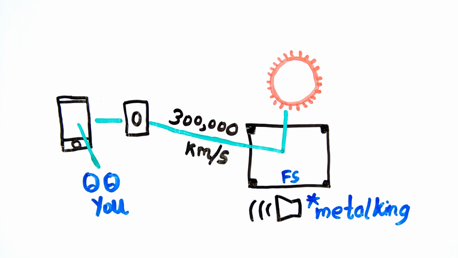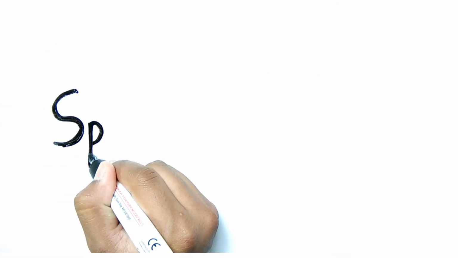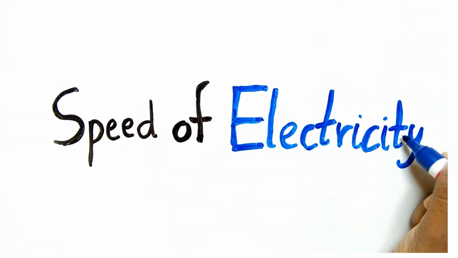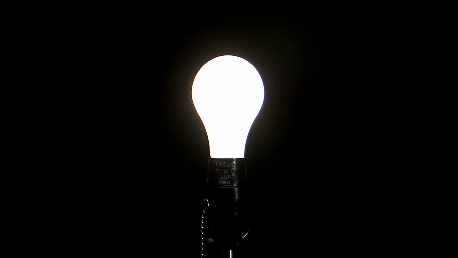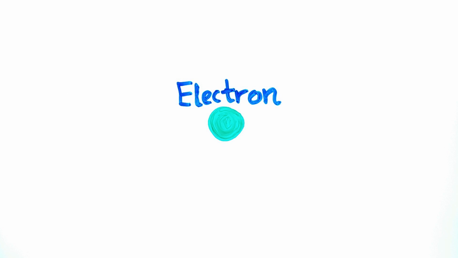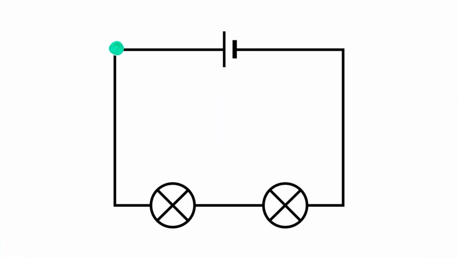The speed of sound is around 1200 kilometers per hour. Okay, we all know this, but what is the speed of electricity? You have already noticed, when we turn the switch of the light on, the light instantaneously turns on. So electricity must be very fast. Let us demonstrate this with the help of an individual electron, as electricity is just the flow of electrons, right?